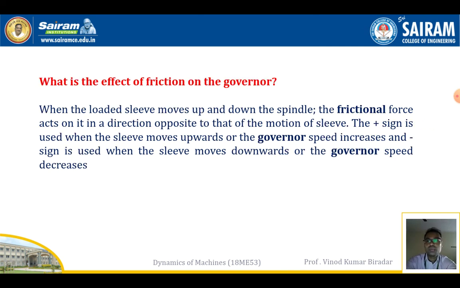What is the effect of friction on the governor? This question is asked, so I have taken it. When the loaded sleeve moves up and down the spindle, the frictional force acts in the direction opposite to the motion of the sleeve. The positive sign is used when the sleeve moves upward, that is, when the governor speed increases, and the negative sign is used when the sleeve moves downward, that is, when the governor speed decreases.